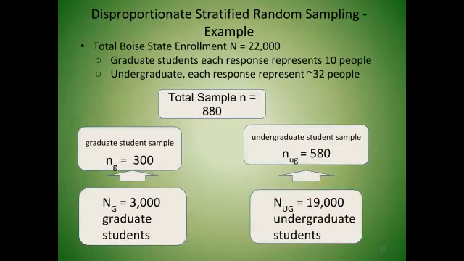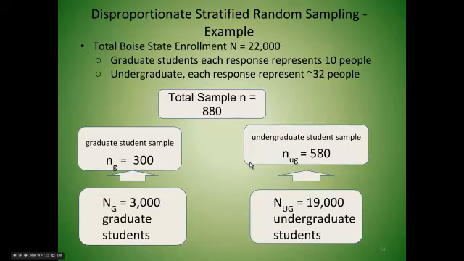Let's go back to the example of drawing a sample of Boise State students. If we are especially concerned about getting a big enough sample of graduate students, but don't want to draw a total sample greater than 880, we are going to need to use disproportionate stratified random sampling that will allow us to oversample from graduate students. So to keep things with nice round numbers, let's say that we decide to draw 300 names from the graduate student pool and 580 names from the undergraduate student pool.